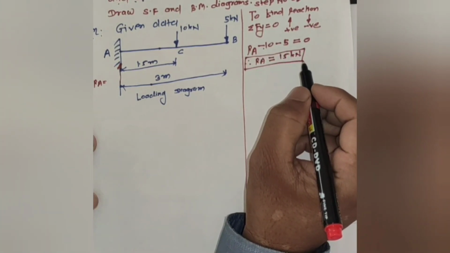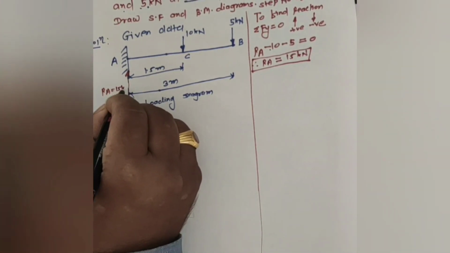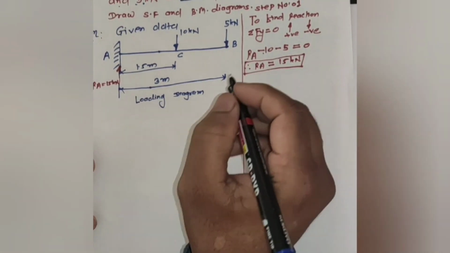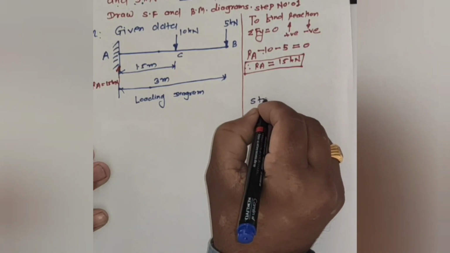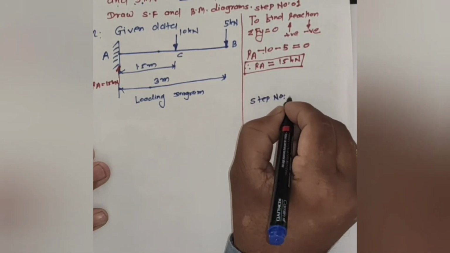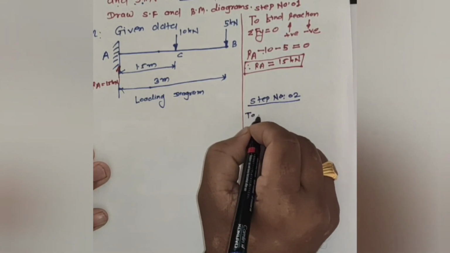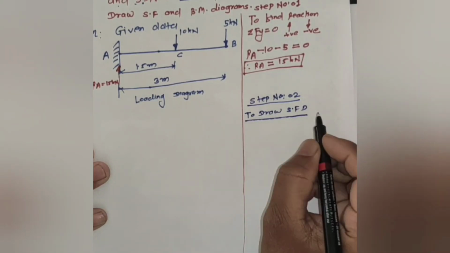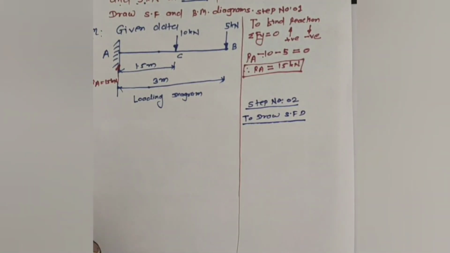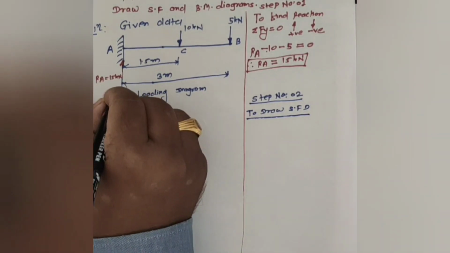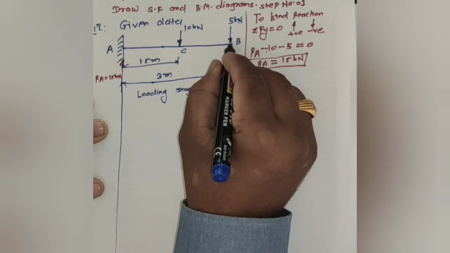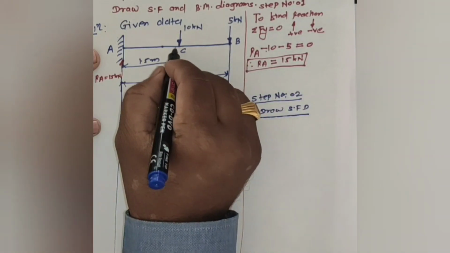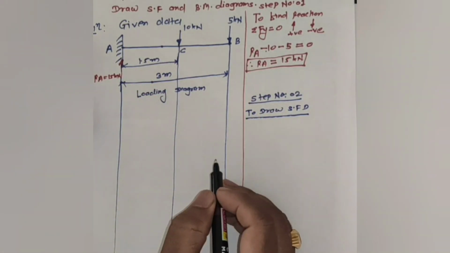After finding the reactions, you have to write down 15 kilonewton at point A. Okay, this is step number 1. Next, step number 2: to draw the SFD. Then you have to draw the projection of each point load. How many point loads are there? A, B and C. Okay.